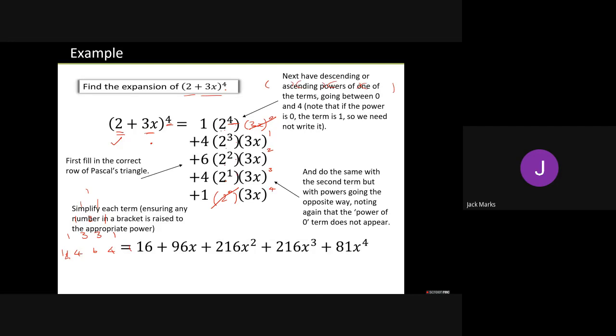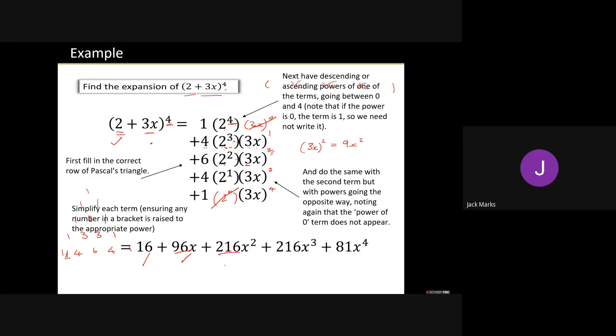Cleaning it up, 2 to the power of 4 is 16. 2 to the power of 3 is 8. 8 times 4, and then also times 3 should give us 96. And there's one x there, so it's 96x. Then 2 squared, 4, times 6, times 9, 3x squared. Don't forget, 3x squared is the same as 9x squared.